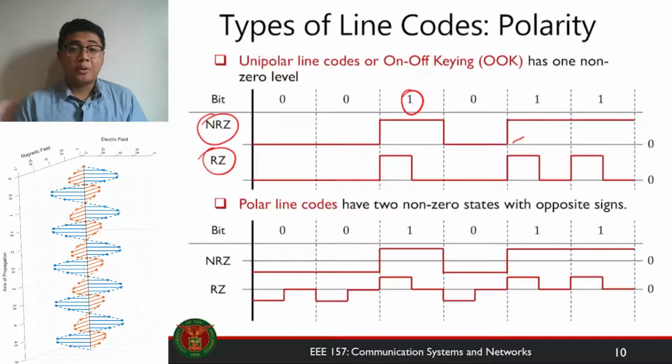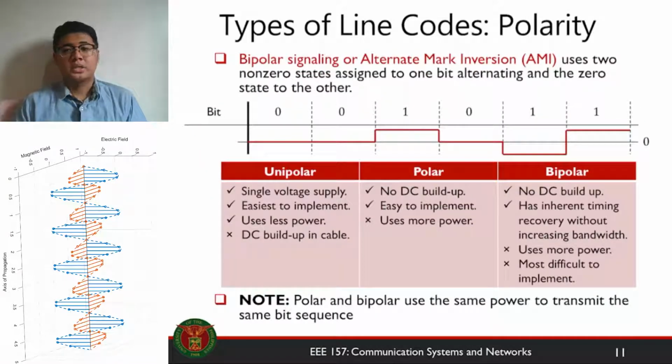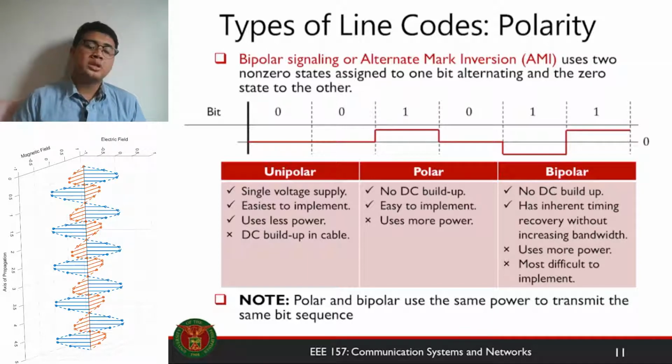So you have to sample a positive or a negative level before you know what type of bit this is. Normally, bit 1 is the positive and bit 0 is the negative, but it could be inverted. Bit 1 could be negative, bit 0 could be positive. Note that they have the same magnitude. The last one is called bipolar signaling, or alternate mark inversion. It uses two non-zero states, but these two non-zero states are assigned to a single bit, and the 0 state is assigned to the other bit.